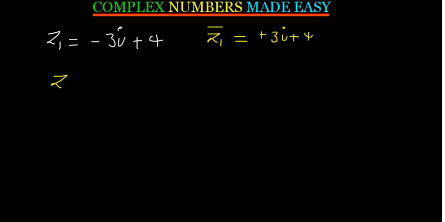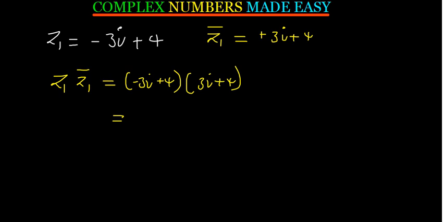Right? So still, z1 multiplied by z1 bar is going to be negative 3i plus 4 multiplied by positive 3i plus 4. Every time you multiply a complex number by its conjugate, just get the first one, that's negative 3, all right? You square it.